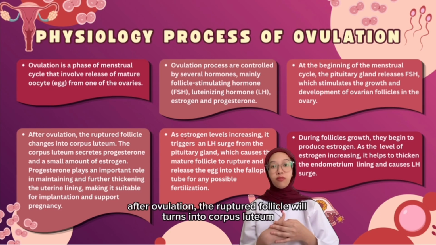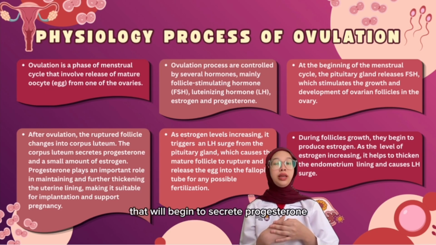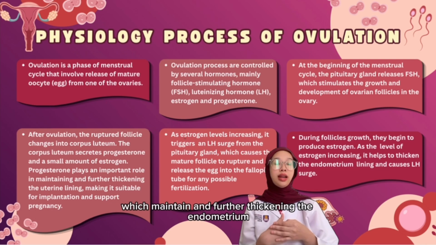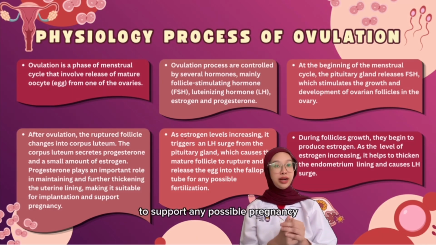After ovulation, the ruptured follicle will turn into the corpus luteum that will begin to secrete progesterone, which maintains and further thickens the endometrium to support any possible pregnancy.